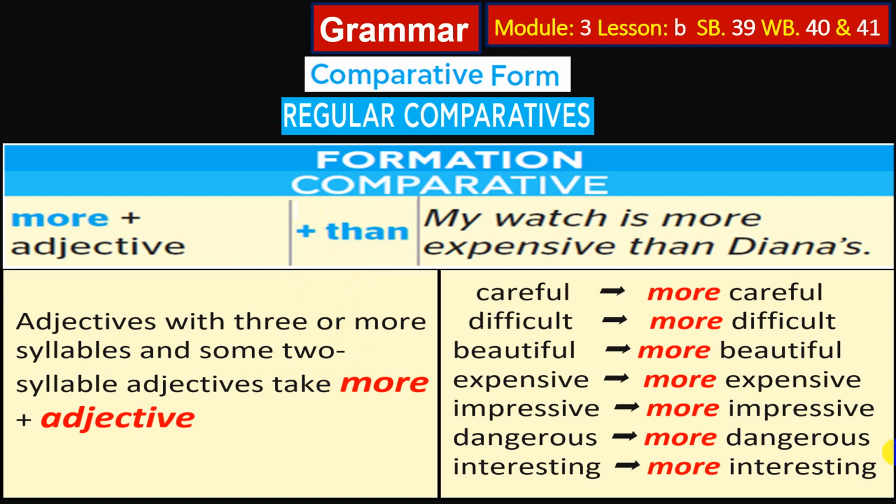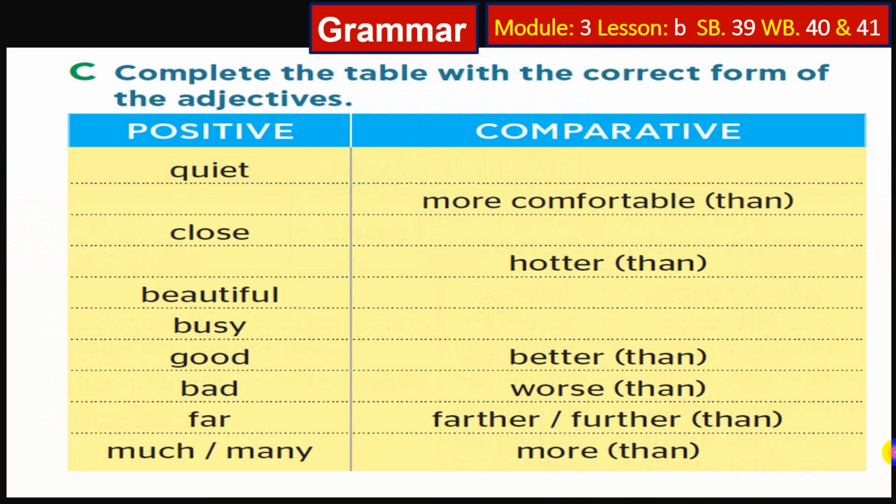Okay, now let us move on to exercise C. Complete the table with the correct form of the adjectives. We have the positive on one side and the comparative on the other. Have a look at this one. For example, quiet. How can I form the comparative? Quieter than. Here I have the opposite: I have the comparative and I want to put in the positive. More comfortable than. The main adjective was what? Comfortable. So close. Think about this one.